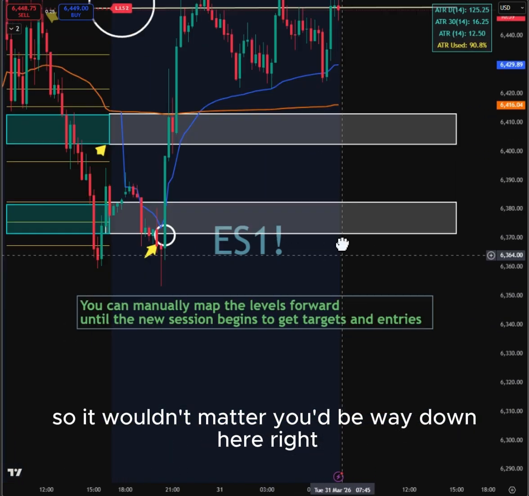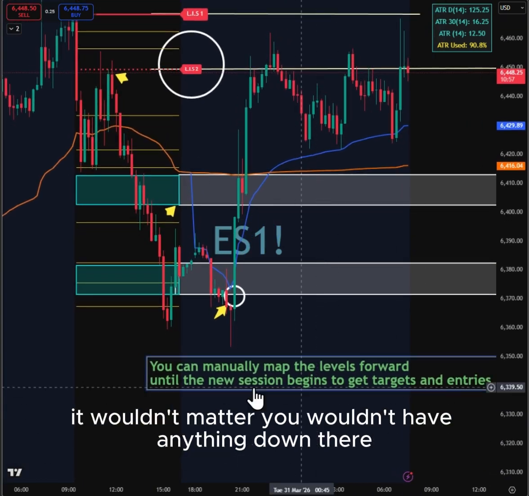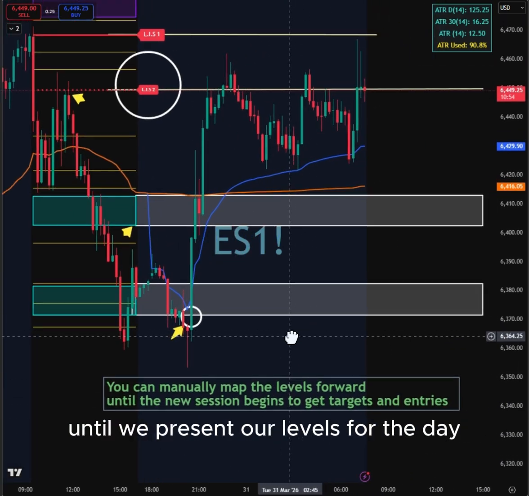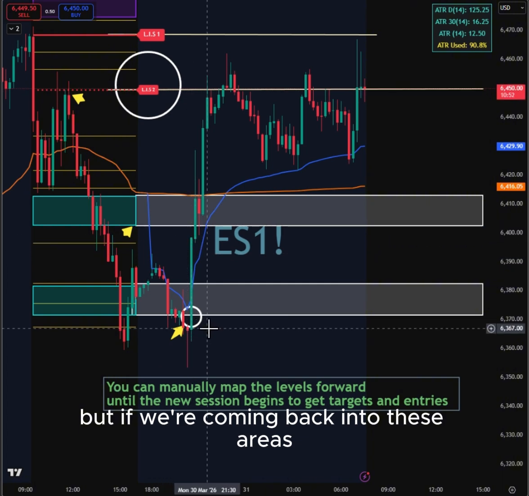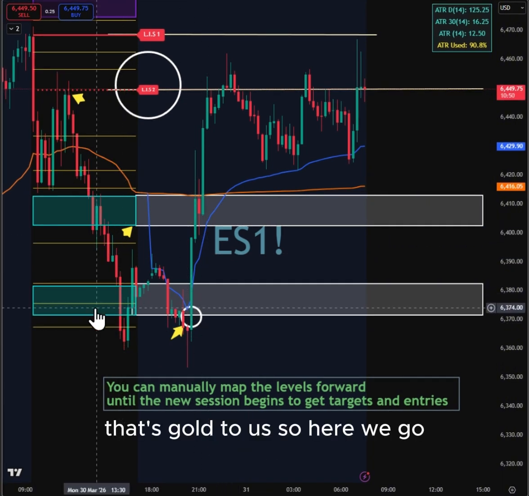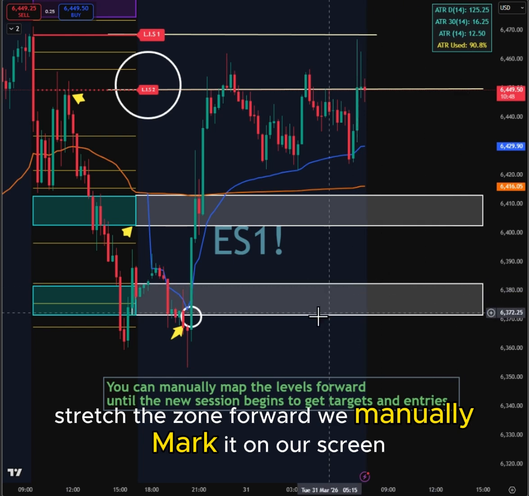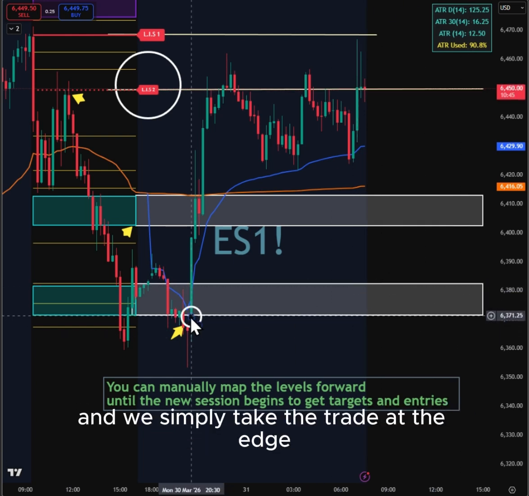You'd be way down here, right? You'd be way down here. Nothing, it wouldn't matter. You wouldn't have anything down there until we present our levels for the day. But if we're coming back into these areas, that's gold to us. So here we go. Stretch the zone forward. We manually mark it on our screen, and we simply take the trade at the edge.